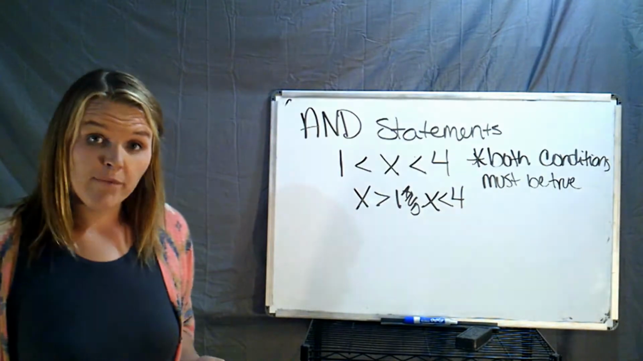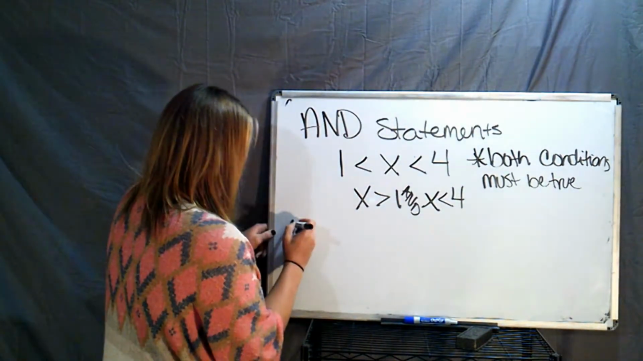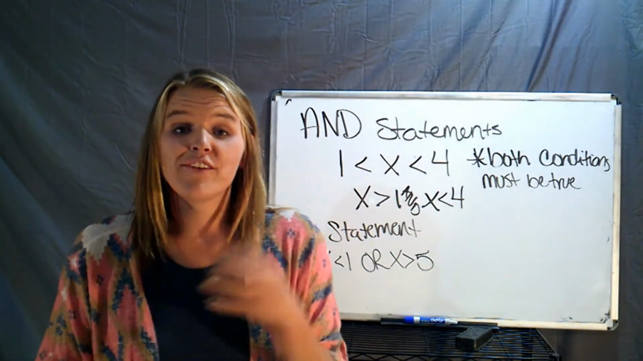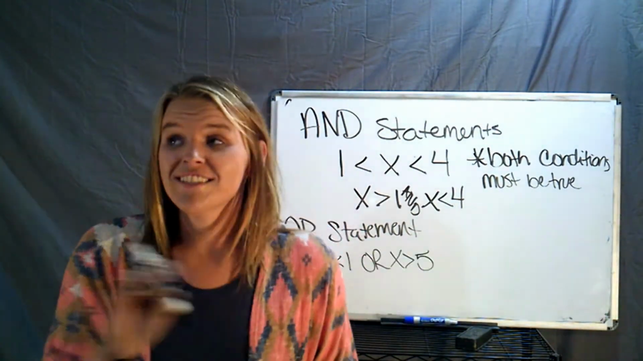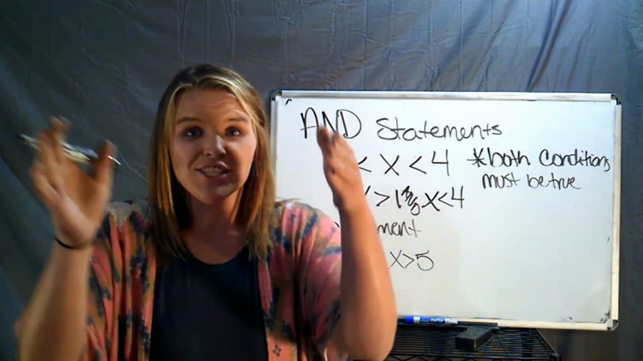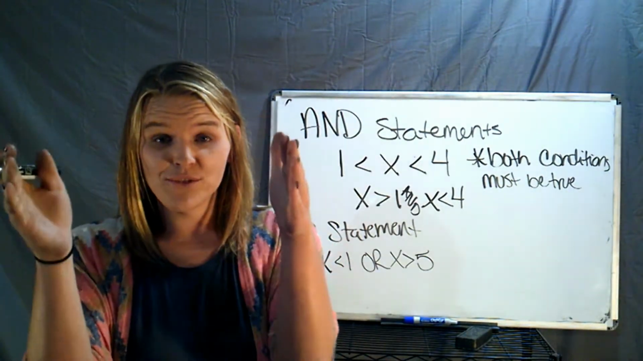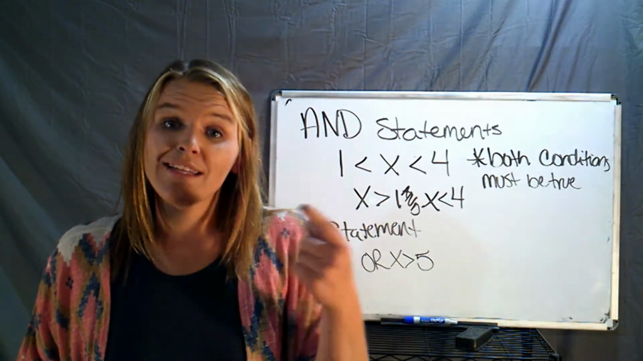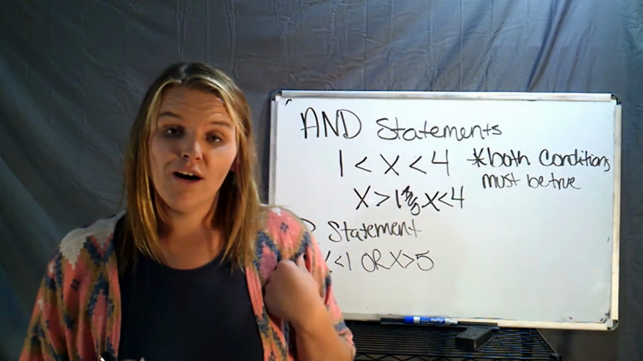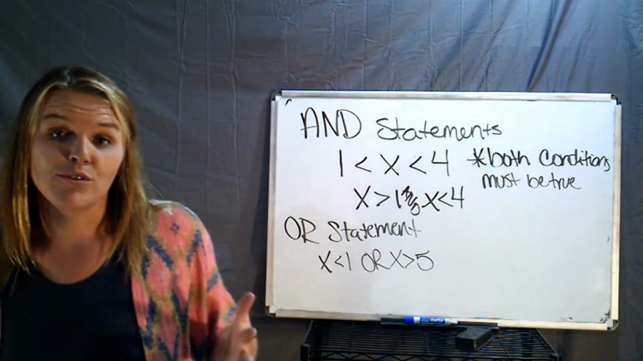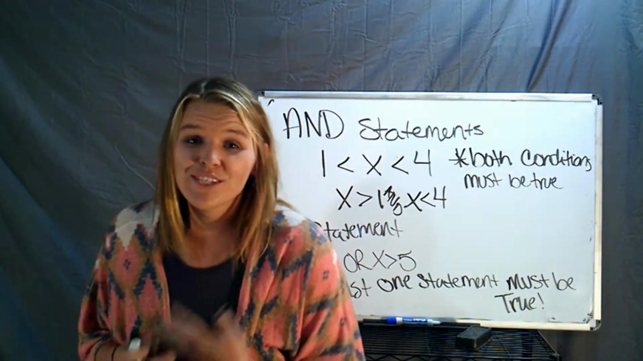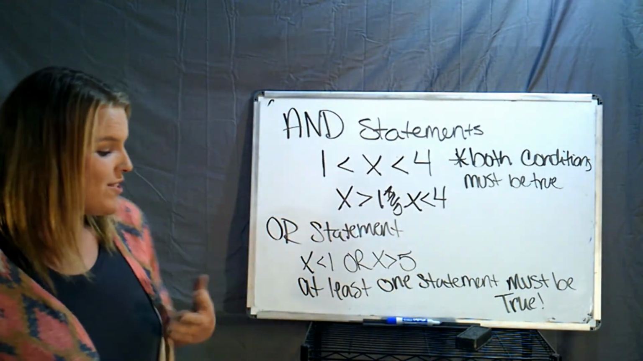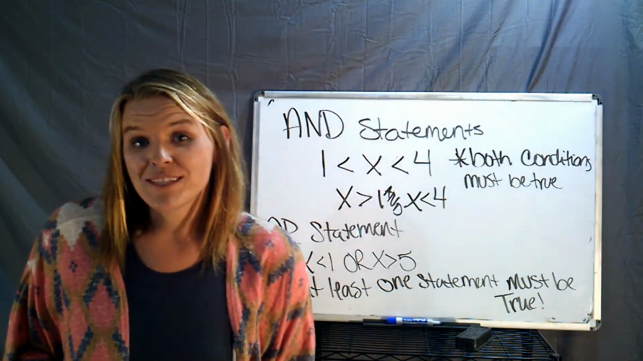And so our other type is going to be called an or statement. I'll give you an example of one of those. For these ones, it'll be x is everything less than 1 or x is everything greater than 5. It's just not those numbers. Our solution does not include the numbers between 1 and 5. And for this, at least one of these statements has to be true. The reason we need to know these and and or statements is because we're going to be solving quadratic inequalities by using tables and using graphs.